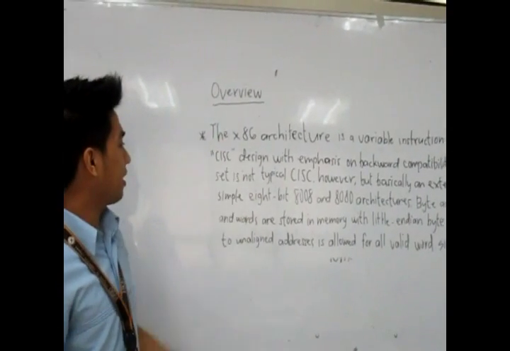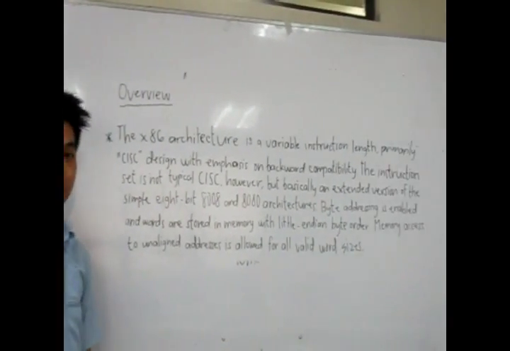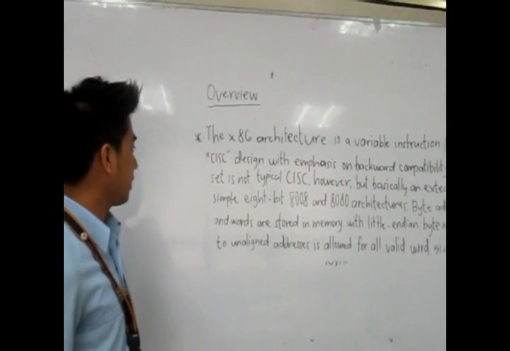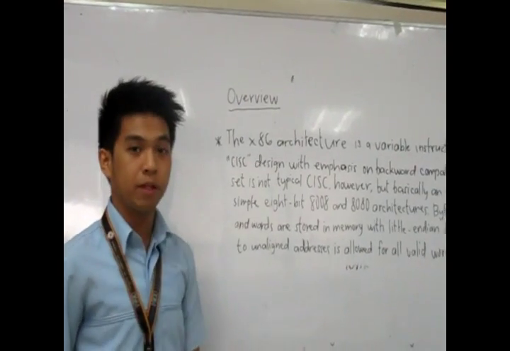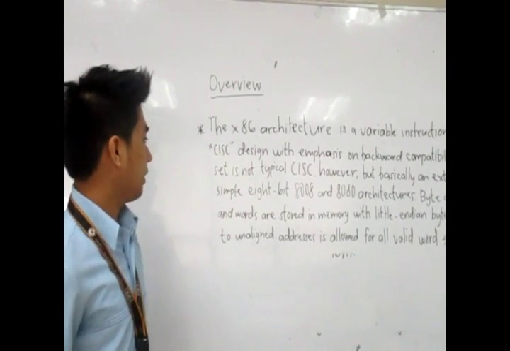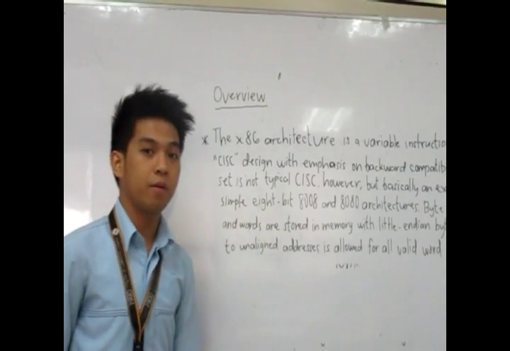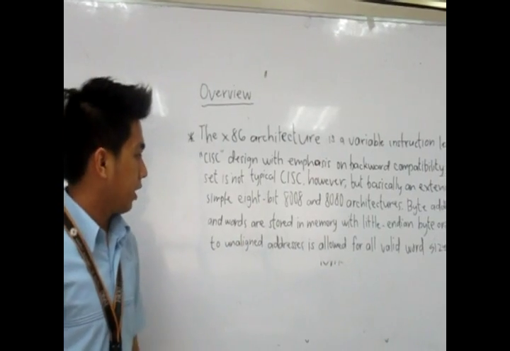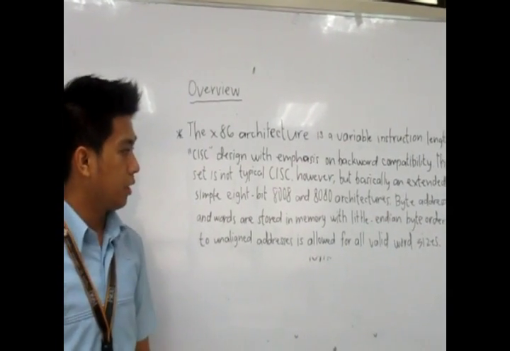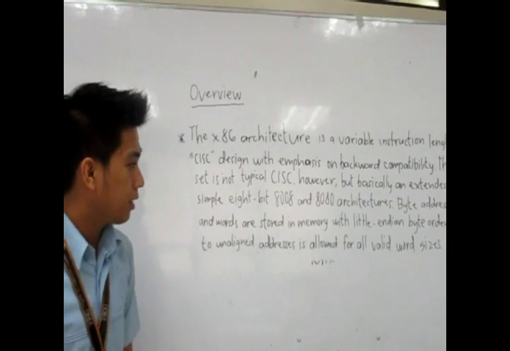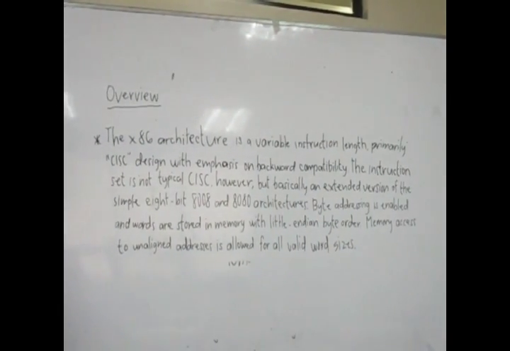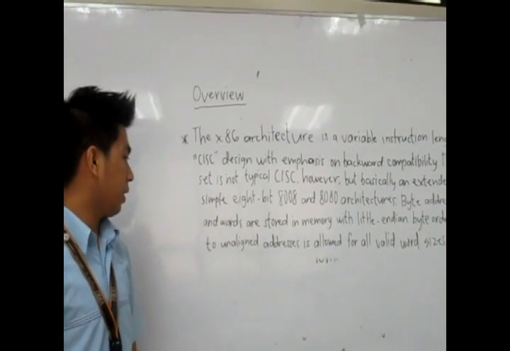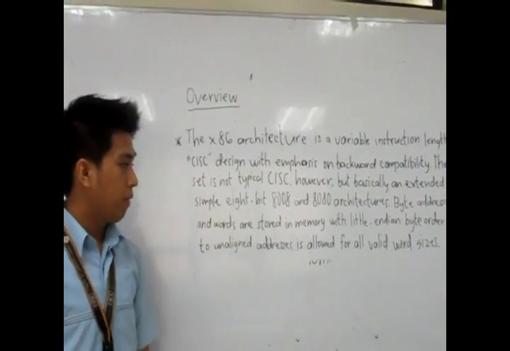This is the overview of the x86 architecture. The x86 architecture has variable instruction length. It is primarily a CISC design with emphasis on backward compatibility. The instruction set is not typical CISC, however, but basically an extended version of the simple 8008 and 8080 architectures. Also, byte addressing is enabled, and words are stored in memory with little-endian byte ordering. Memory access to unaligned addresses is allowed for all valid word sizes.